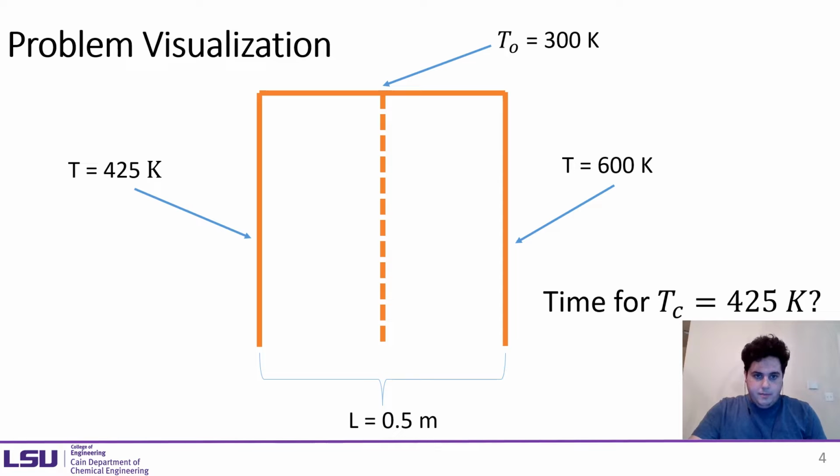So I first want to help visualize the problem. This is the brick wall right here, these solid lines. On the left, we have our maintained temperature of 425 Kelvin, and on the right, we have 600 Kelvin where it's maintained. We have the length of our wall at 0.5 meters, and then we have our center wall initially at a temperature of 300 Kelvin. As time goes on, these temperatures are going to change rapidly due to these maintained sidewalls. So our overall goal is to find the amount of time it takes for the center of the wall to reach 425 Kelvin.